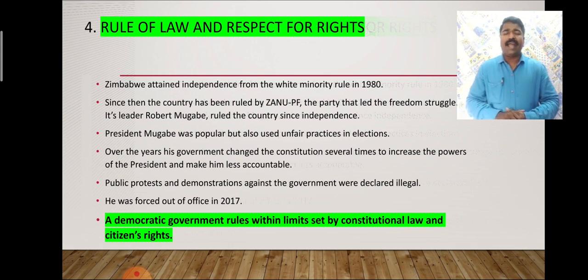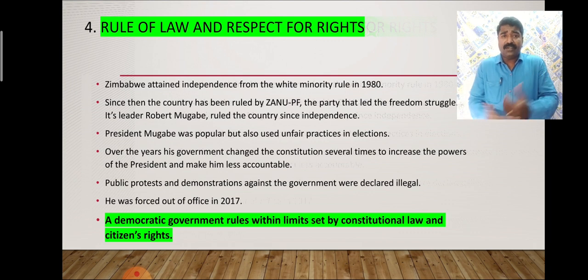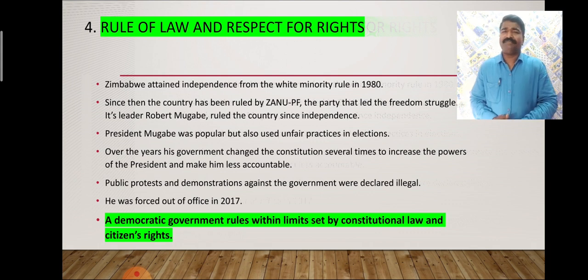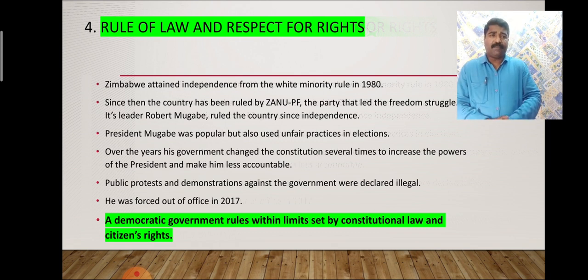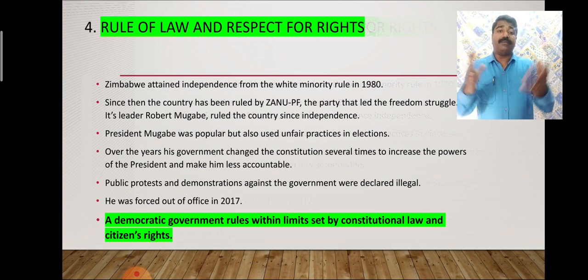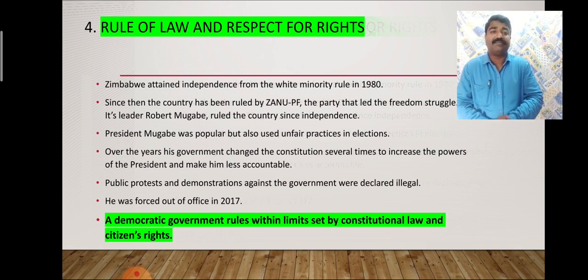Rule of law and respect for rights. Here we analyze the case of Zimbabwe. Zimbabwe attained independence from white minority rule in 1980. Since then, the country has been ruled by ZANU-PF, the party that led the freedom struggle. Who was its leader? Robert Mugabe. He ruled the country since independence, Robert Mugabe.